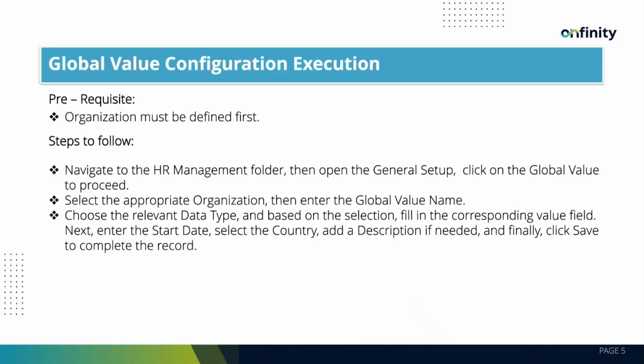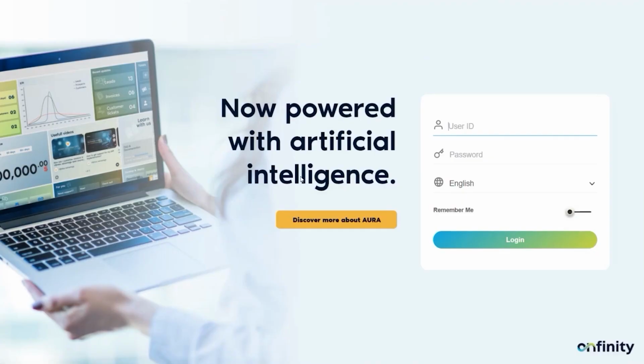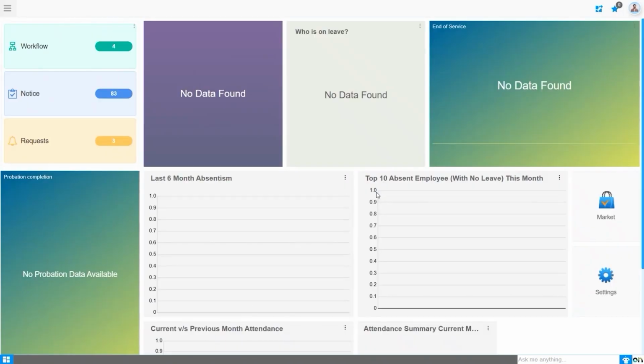Now, we will switch to the system and walk through each step to understand the configuration in action. This is the login screen for the configuration video. The user will enter the username and password and then click on the Login button. Upon successful login, the home screen will appear with some useful default widgets and charts. Let's now walk through the global value setup in the system.